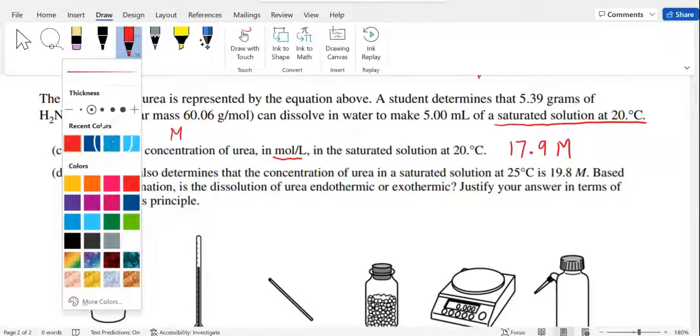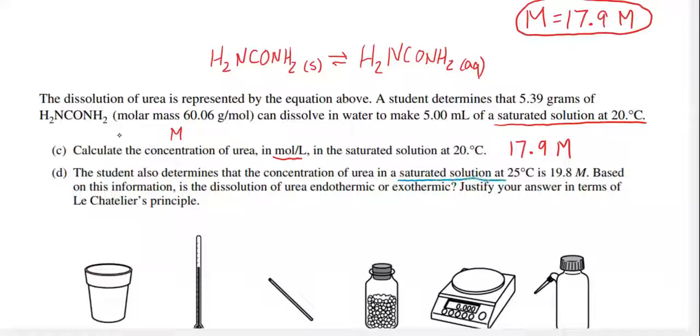They're telling us that the concentration of a saturated solution at 25 degrees Celsius is 19.8 molar. So basically what that tells us is that when we increase the temperature, we can dissolve more of the urea because the molarity of it is higher in the saturated solution.